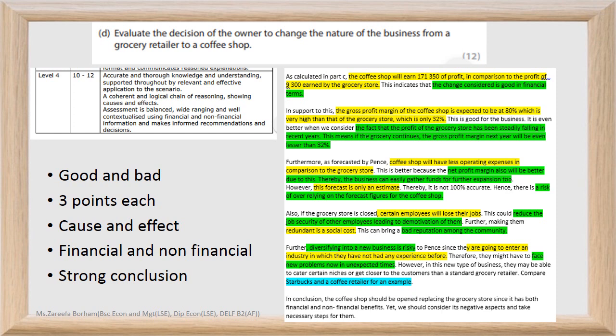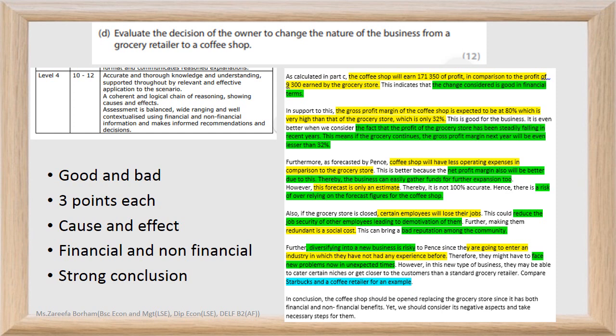As calculated in Part C, the coffee shop will earn 171,350 of profit, in comparison to the profit of 9,300 earned by the grocery store. This indicates that the change considered is good in financial terms. In support of this, the gross profit margin of the coffee shop is expected to be at 80%, which is very much higher than that of the grocery store, which is only 32%. This is good for the business.